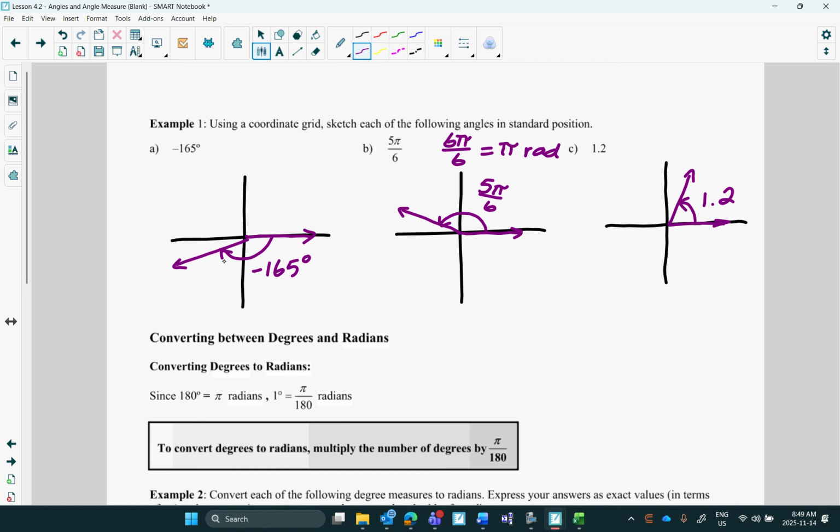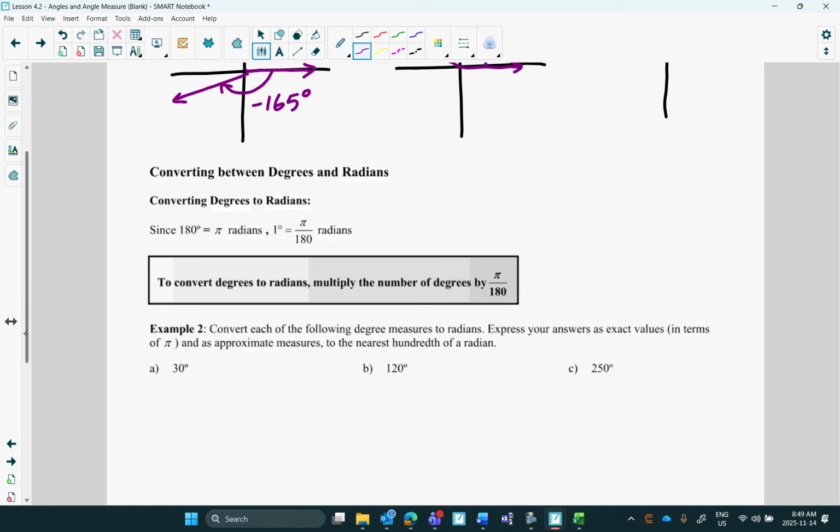Okay, let's talk about converting. How do I convert from degrees to radians, and then how do I go backwards? Well, if we know 180 degrees is half a circle, or pi radians, if I divide each of these by 180, 1 degree is going to be pi divided by 180. So 2 degrees would be this times 2. 5 degrees would be this times 5. 45 degrees would be this times 45. So whatever your angle measure is in degrees, you multiply it by pi over 180 to get to radians.